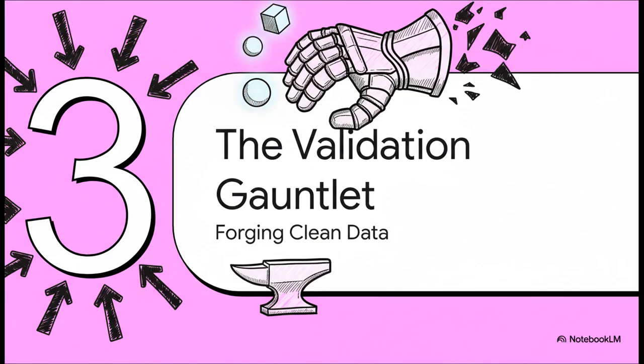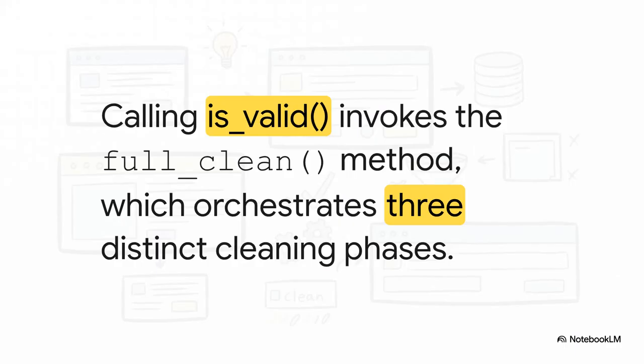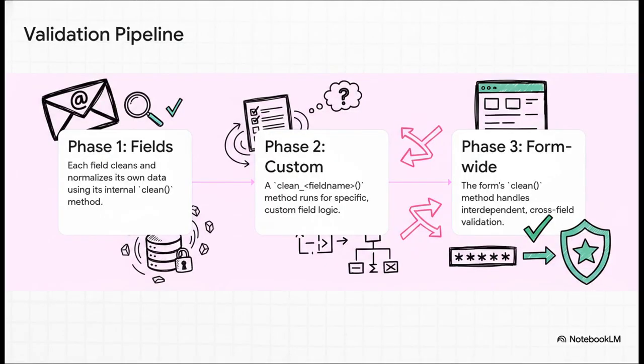All right, this is where the real magic happens, because getting data is one thing, but making sure that data is clean, correct, and safe, that's a whole other ballgame. And Django's approach is this rigorous, multi-stage process I like to call the validation gauntlet. You know, when you call that simple is_valid method on a form, it looks like you're just flipping a switch, right? But what's happening under the hood is anything but. You are kicking off an entire pipeline designed to systematically scrub and verify every single piece of data that came from that user.